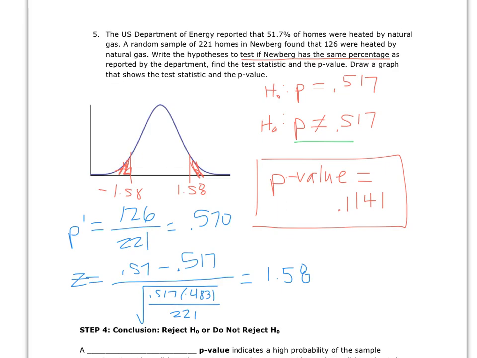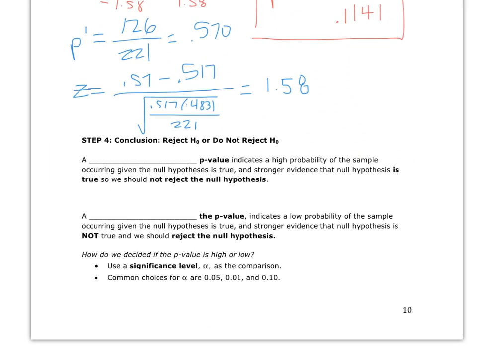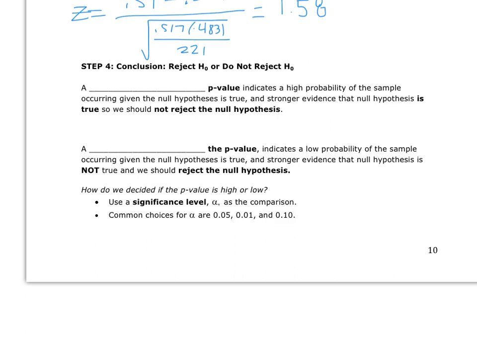Okay, that takes us to step 4, where we come to the conclusion of the test, where we're going to reject the null hypothesis or not reject it. If we have a large p-value, remember it's the probability of getting that test statistic under the assumption of the null hypothesis being true. If that is a large value, then there's a high probability of that sample occurring given the null hypothesis is true, and that's stronger evidence that the null hypothesis is true, and we should not reject it.